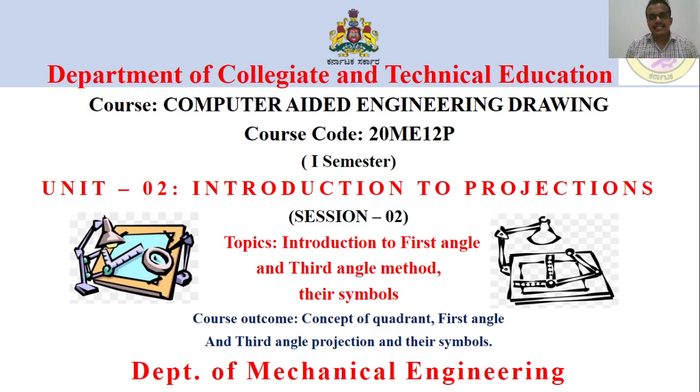As we discussed earlier in session 1, for our course Computer Aided Engineering Drawing, with course code 20ME12P, the Introduction to Projection unit, Unit 2, is another important learning aspect in order to produce quality engineering drawing. Today, in session 2, the topics that we are going to learn are the introduction to first angle of projection and third angle of projection methods and their symbols.